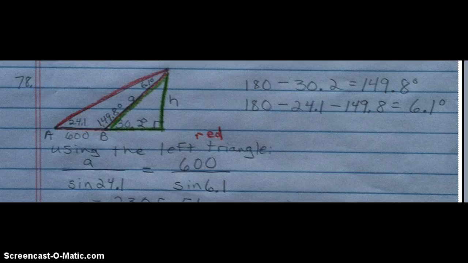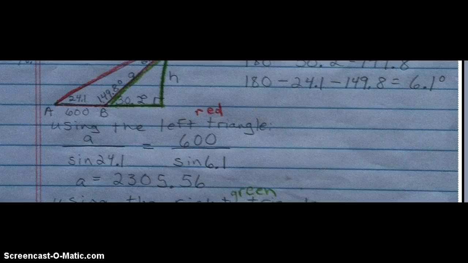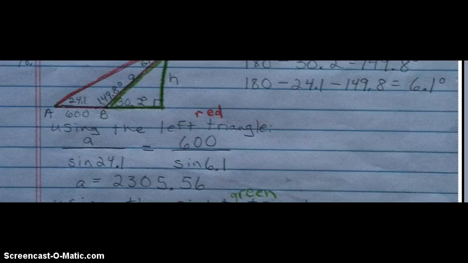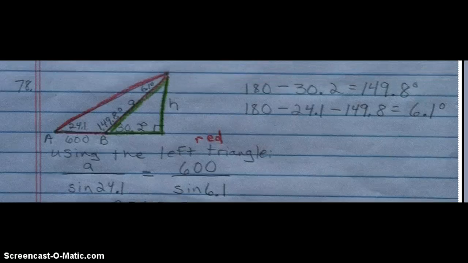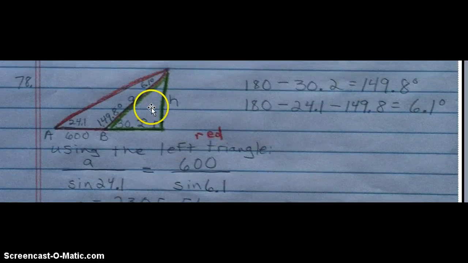We can use the law of sines for our red triangle. We have A over sine of 24.1 equals 600 feet over sine of 6.1. Solve for A, and you should get 2,305.56 feet. Notice we don't really care what that distance is. We just need it. We need more information in this green right triangle so that we can solve for the height. This is not the only way to work this problem, but it just seemed like the best way to me at the time. So now we're working in the right triangle, the green triangle.